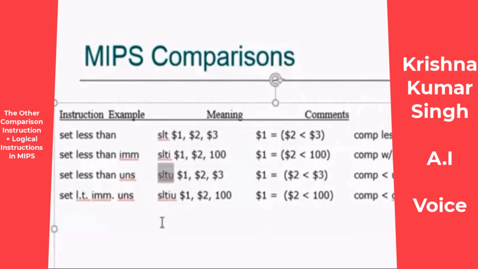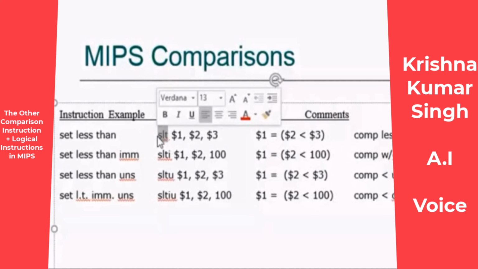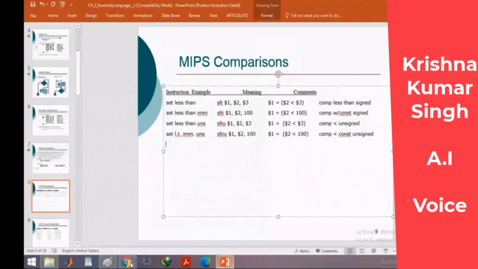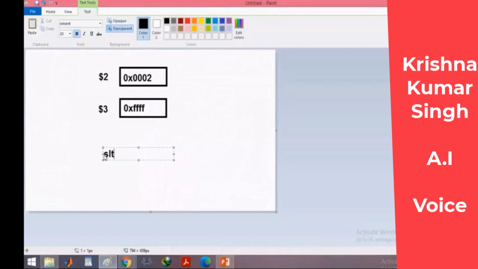Set less than unsigned considers register 3 as 65,535, but set less than considers it as -1. This is for signed values. This is for unsigned values. This is for immediate data, signed value. And this is for immediate data, unsigned value. So we have two different instructions for signed and unsigned comparison.